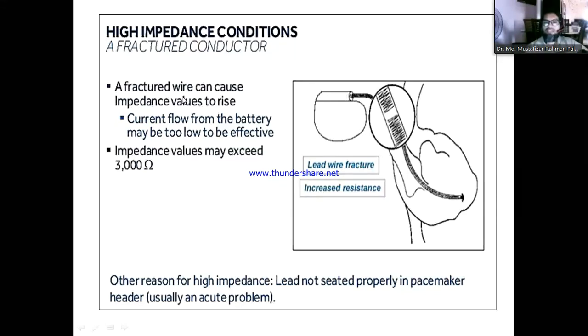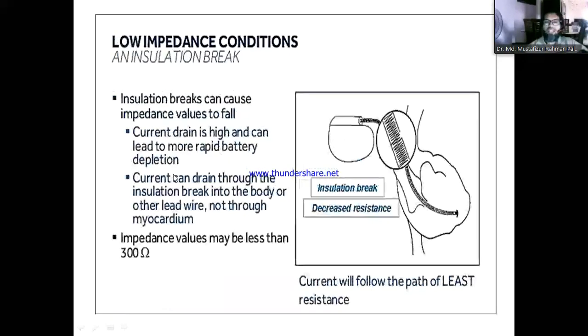So a fractured wire can cause impedance values to rise. Very high impedance will show, exceeding more than 3000. So the current flow from the battery may be too low to be effective. Energy will not pass through the lead. Another reason for high impedance is a very loose connection of the lead in the header during the implantation. This is another common acute problem after the implantation.